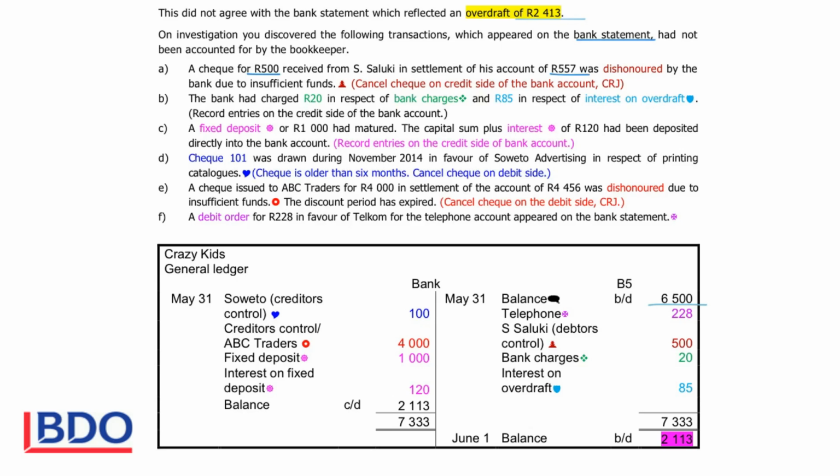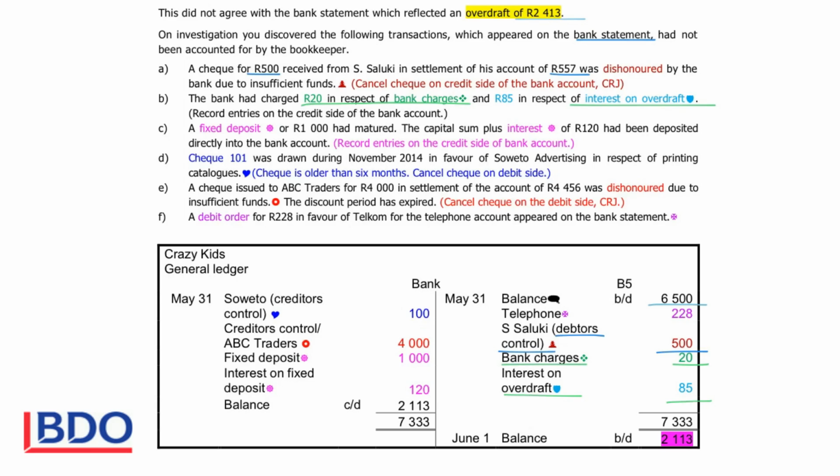When we deposited the check, we recorded it in the cash receipts journal, so it was entered on the debit side of the bank. Therefore, we will credit the bank account and show that the debtors now owe us this money again, and we will debit the debtors control account. The bank had charged 20 Rand in respect of bank charges and 85 Rand in respect of interest on overdraft. So the interest on overdraft and the bank charges will reduce the amount of money in the bank and will be recorded on the credit side of my bank account.